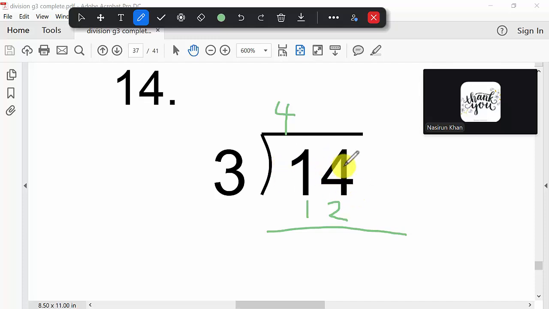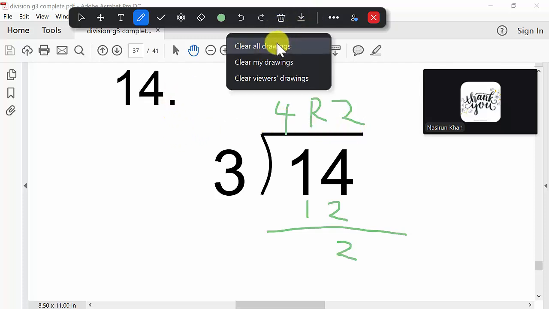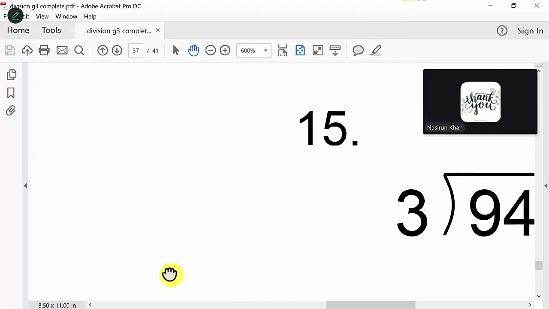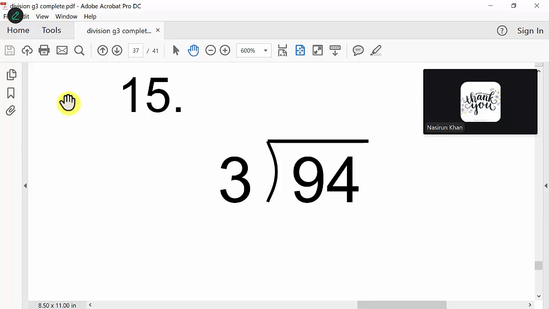Then we subtract. 14 minus 12 is 2. So this one is the remainder. 4 remainder 2. Okay, and then let's do another number. Number 15. Yeah, we have number 15 here.